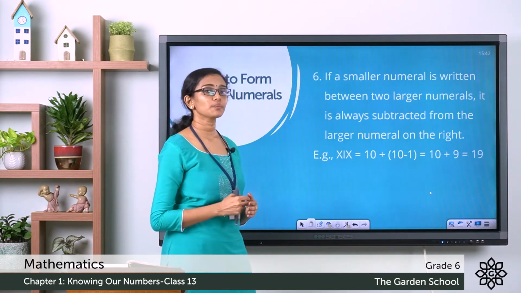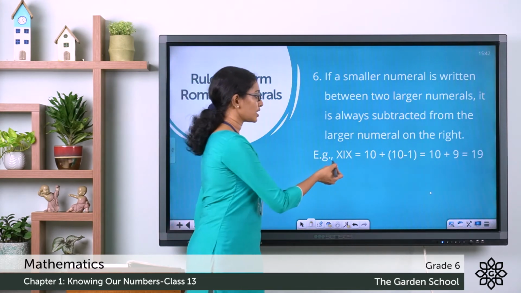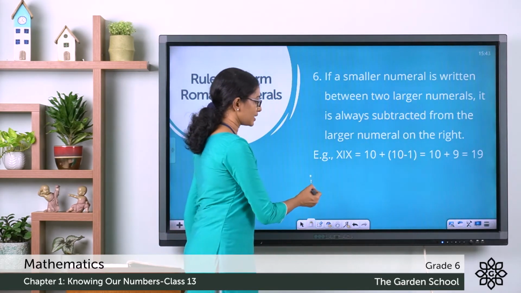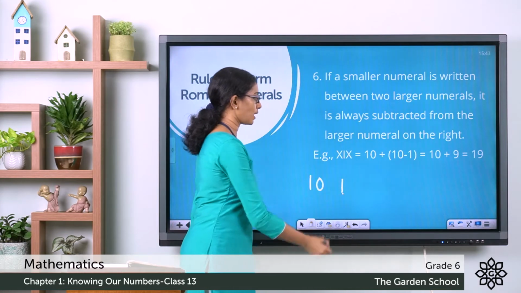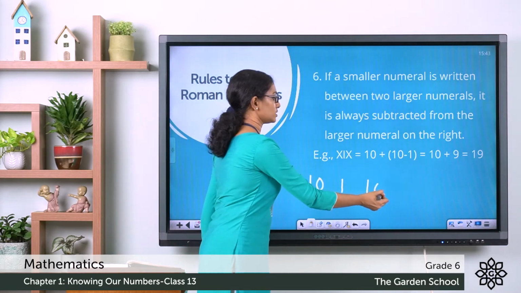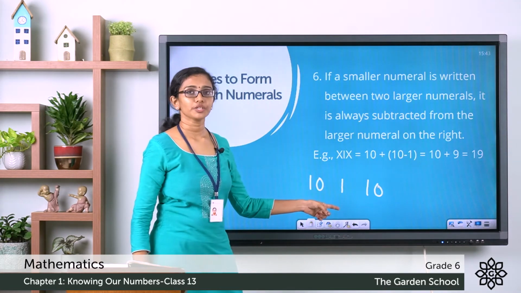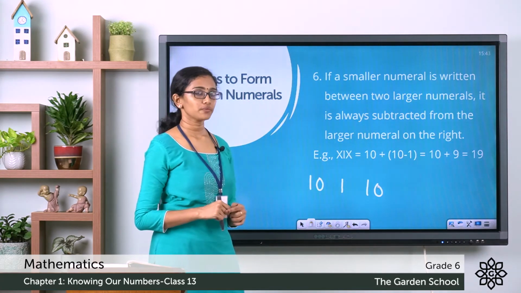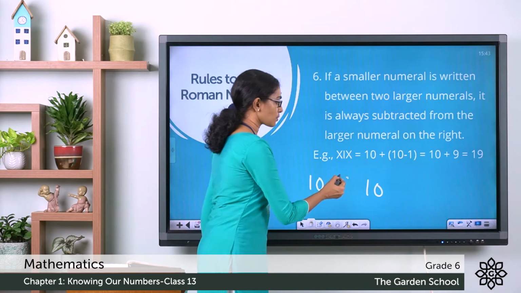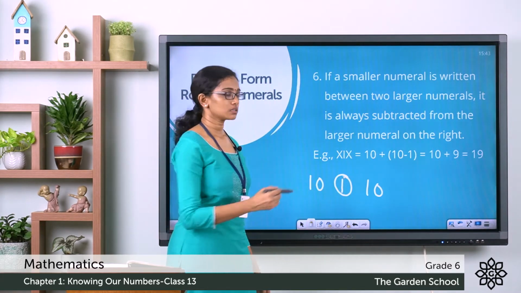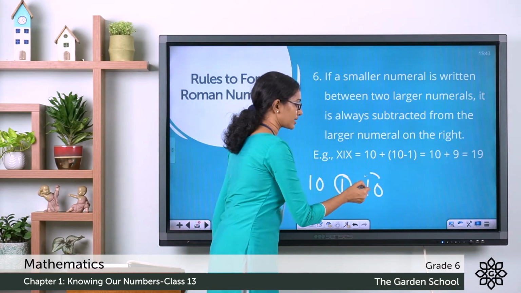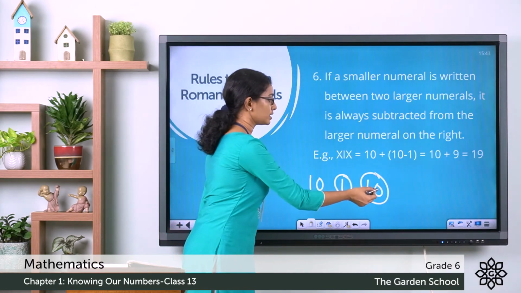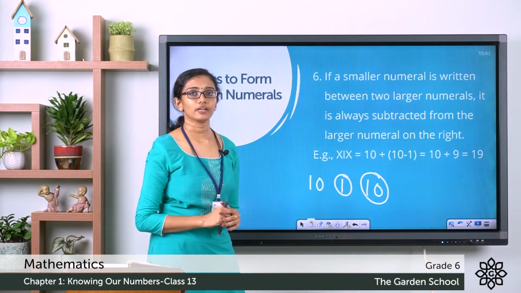Here is an example to make it more clear. See, here you have X, I, X. X has a value of 10, I has a value 1, and X has a value 10. You have a smaller numeral written between two larger numerals. What you have to do? You have to subtract the smaller numeral from the larger numeral on the right, this one. So you have to subtract 1 from this 10, then add up their values.